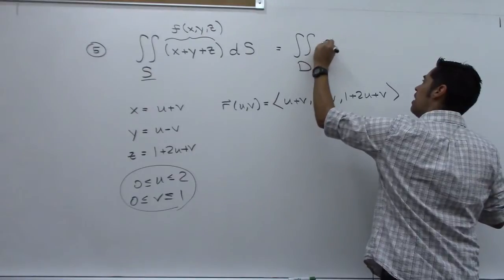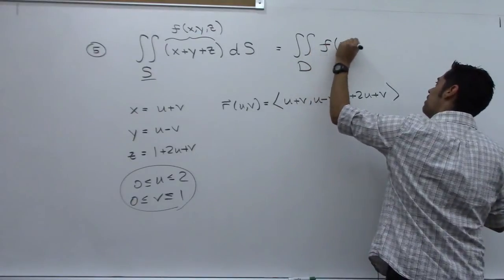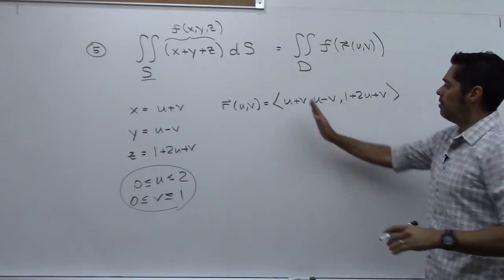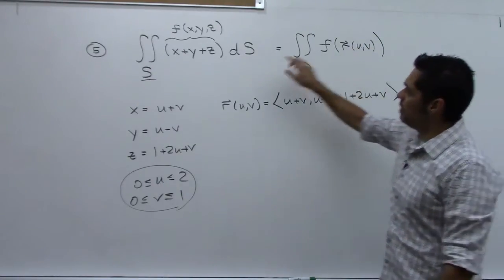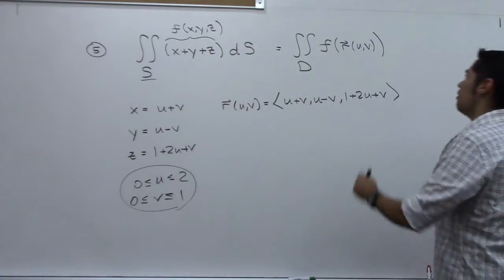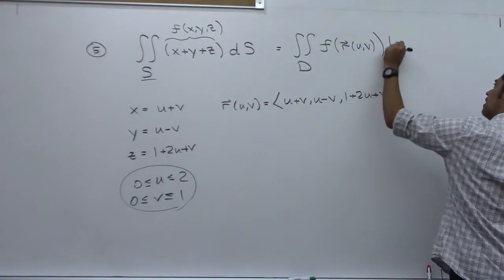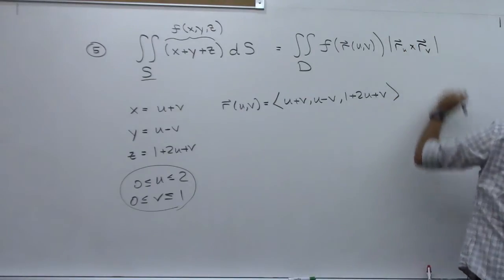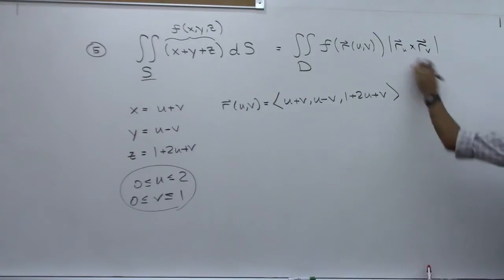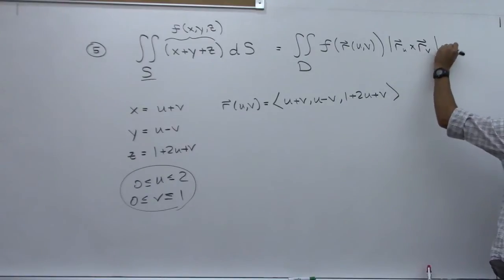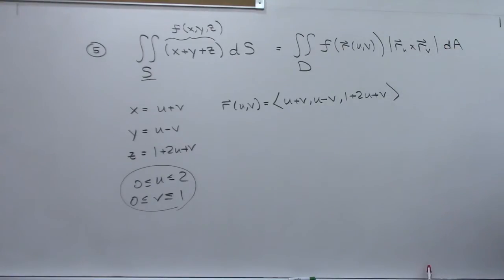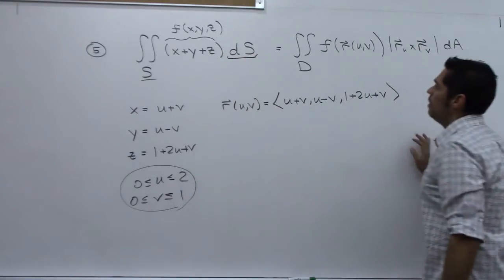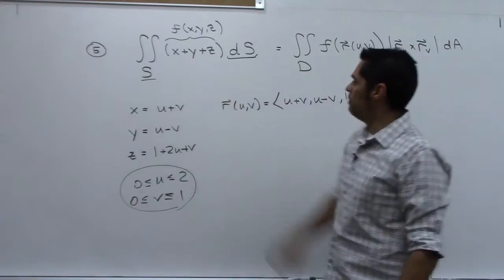It will be our scalar function evaluated at the vector function. So we're going to take the vector components x, y, and z, and replace them into the scalar function. Then we're going to multiply that times the magnitude of the cross product of the partial derivatives of r with respect to u and v, respectively. And then this will now be with respect to area.